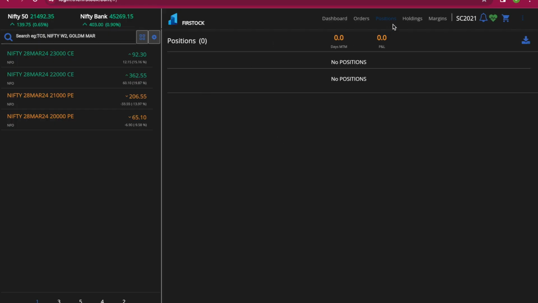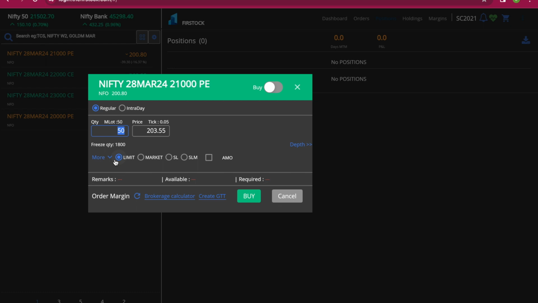Now let's go ahead and check the positions. Here we'll deploy it into 2:8 ratio. Okay, that is 1:4 ratio. So let's just go ahead and buy. So what we have to buy is 21,000 PE. So let's just move this up, 21,000 PE and 22,000 CE. So here we are going ahead and buying 100 lots, 100 quantity basically. So we'll buy it at 200.